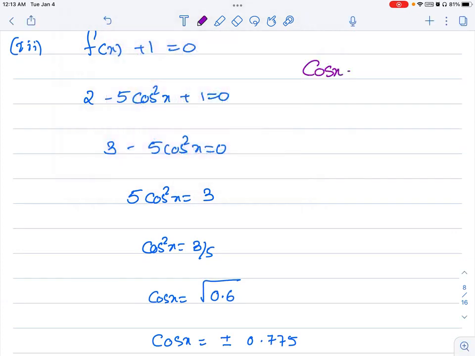First I take the positive value. cos x is equal to 0.775. x is equal to cos inverse of 0.775. The positive value should be giving me an angle in the first quadrant.